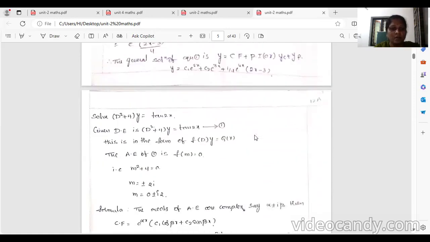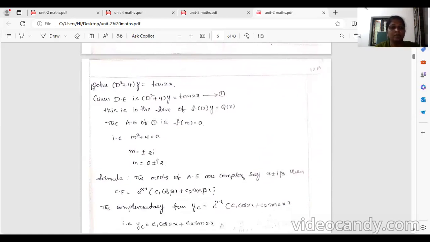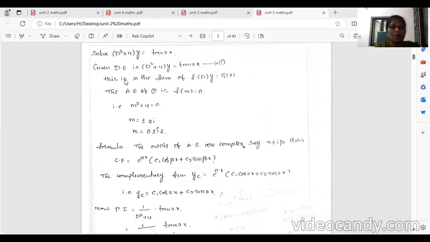And after that, see one more problem. Solve D square plus 4 into y equal to tan 2x. This is also a higher order differential equation, here second order. Higher order means second, third, fourth and so on. So the given differential equation is D square plus 4 into y equal to tan 2x. This is equation 1, of the form f of D into y equal to Q of x.